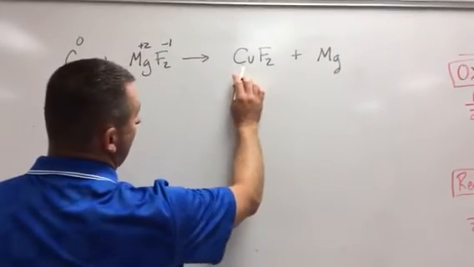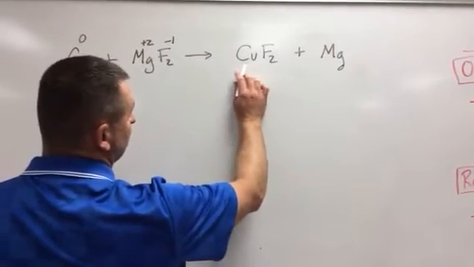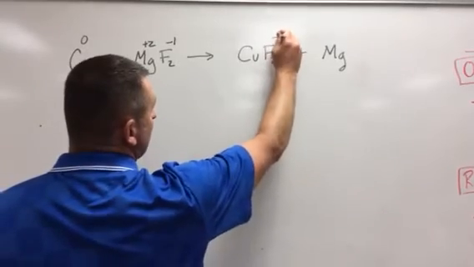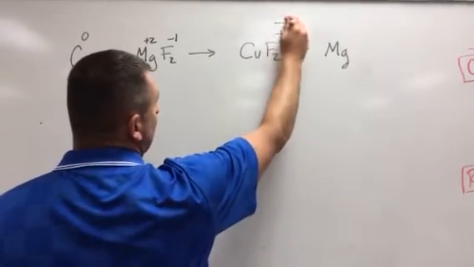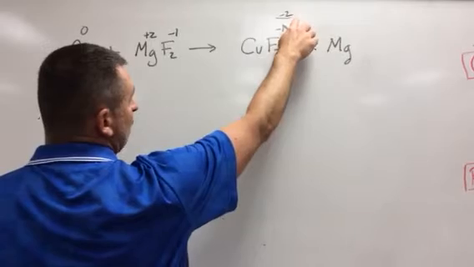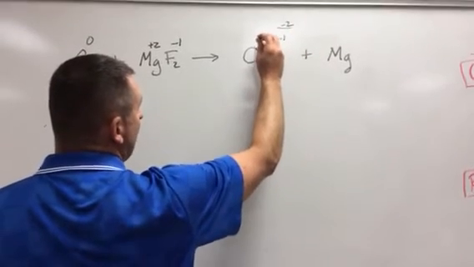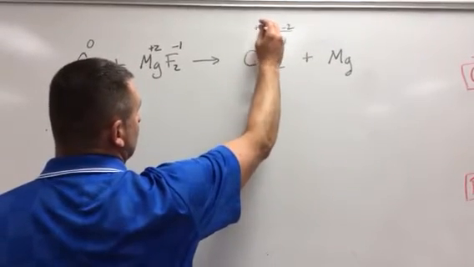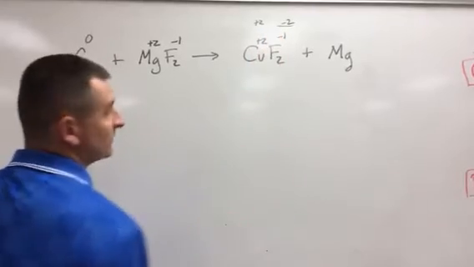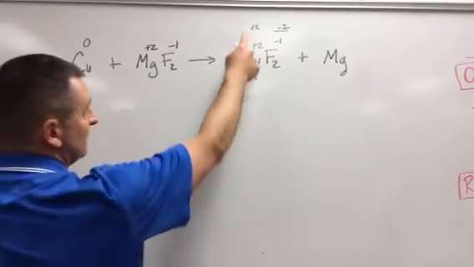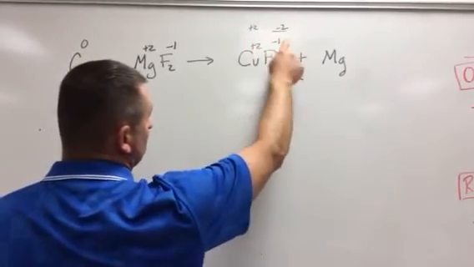Then you come over here, copper with fluorine. We don't know what copper is because it's a transition metal. But we know fluorine's a -1, and there's 2 of them, so my total negative charge is -2. 1 times blank is going to give me a +2. So what does that have to be? +2, right? 1 times +2 gives me +2 because it has to cancel out the total charge.